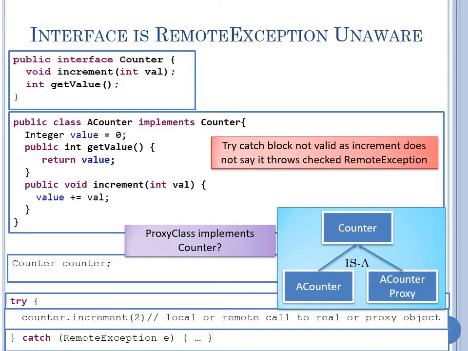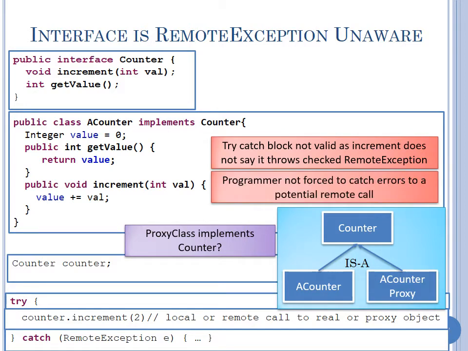Okay, and it's going to say that it doesn't throw this exception because, as Andrew pointed out, the headers in a counter do not say that that method can throw a checked exception. Okay, so our interface solution more or less works, except for this problem with caught exceptions. So the programmer is not forced to catch errors from a potential remote call if we don't put in the headers the fact that the methods can throw remote exceptions.